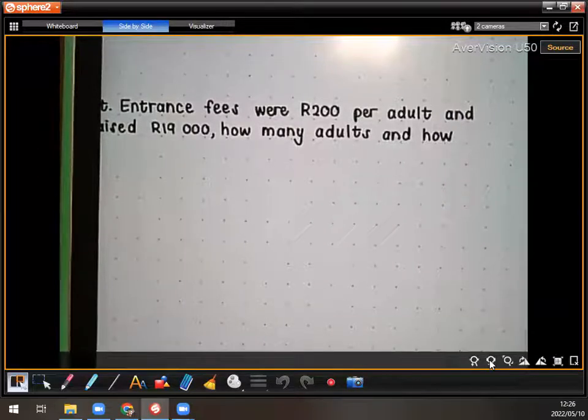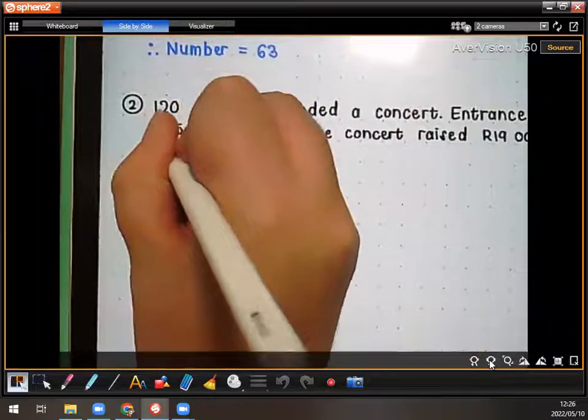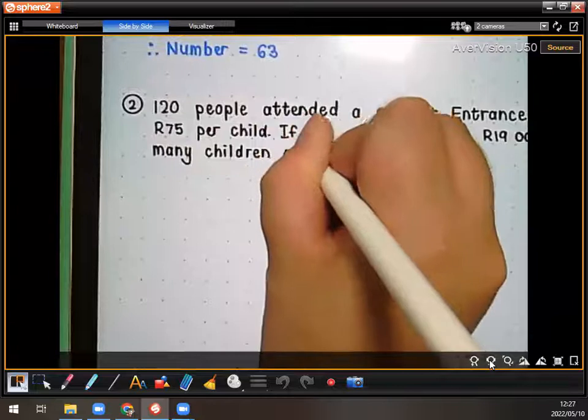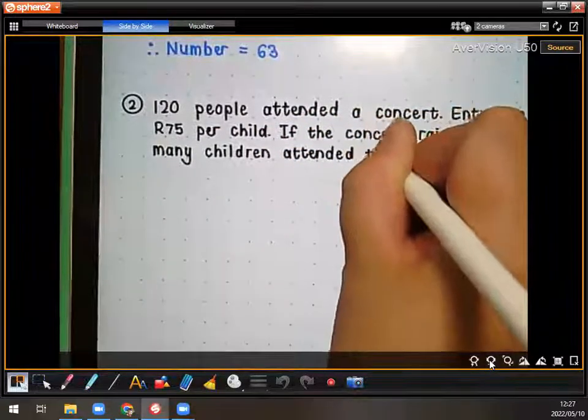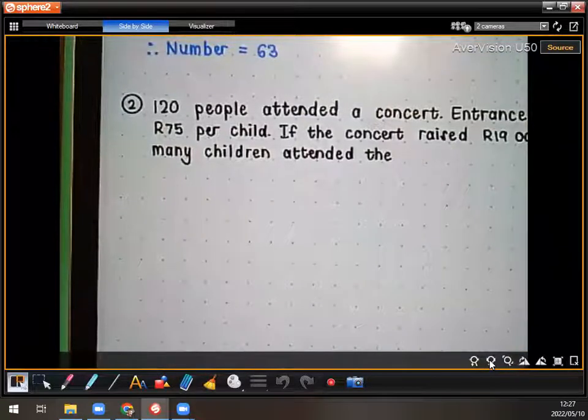Perfect. And what was the total amount? If you only have one variable, you only need one equation. What do you think?